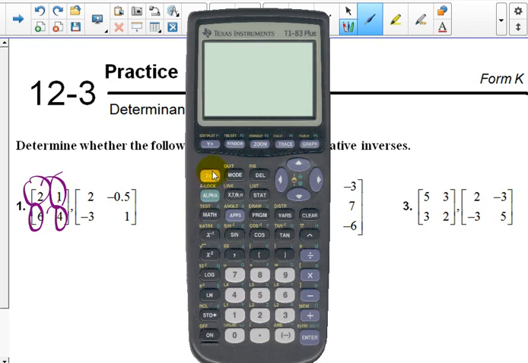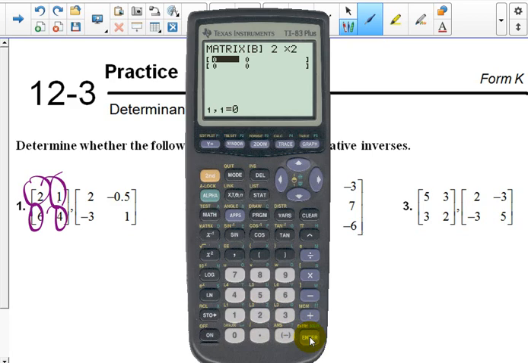Now, we're going to do the same thing again, but for matrix B. So go to matrix menu, over to edit, and guys, I'm going to come by and check, so everybody needs to be doing this. All right, now arrow down to B, or you can type number 2. Once you're there, press enter, and now matrix B is also a 2 by 2.